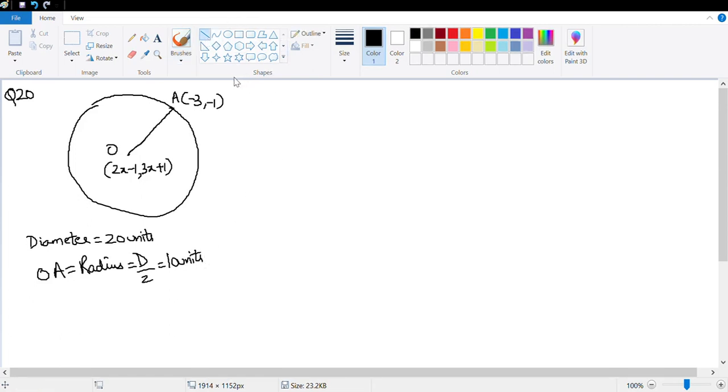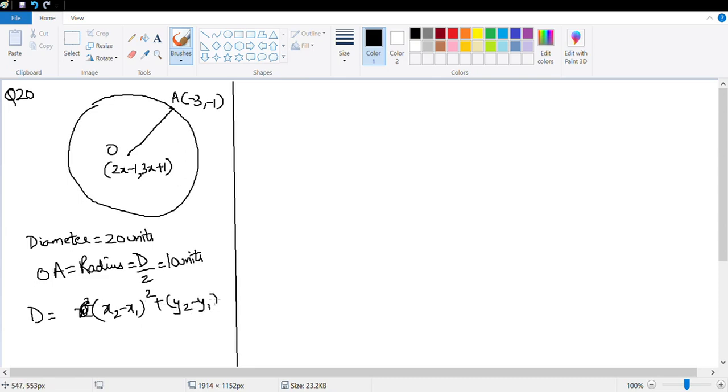Now this question becomes simple now that we've done the basic part, which means distance will be equal to 10. So now I know the distance formula. Distance is equal to the square root of (x2 minus x1) whole square plus (y2 minus y1) whole square. So let's apply the distance formula. Distance I know is 10. X2, let's take this as 3x plus 1. So 3x plus 1, oh that's y2, my mistake.